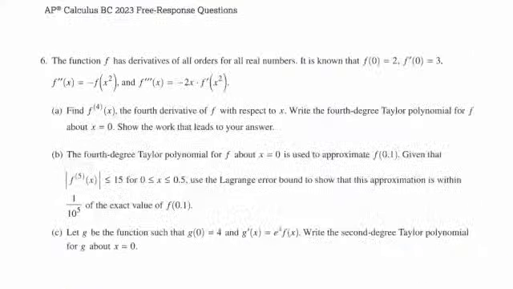Problem number 6. The function f has derivatives of all orders for all real numbers. It is known that f of 0 is 2, f prime of 0 is 3, f double prime of x is negative f of x squared, and third derivative of f equal to negative 2x times f prime of x squared. Part A, find the fourth derivative of f with respect to x, and write the fourth degree Taylor polynomial for f about x equal to 0. Show the work that leads to your answer.